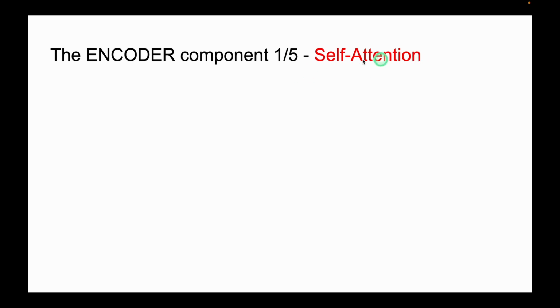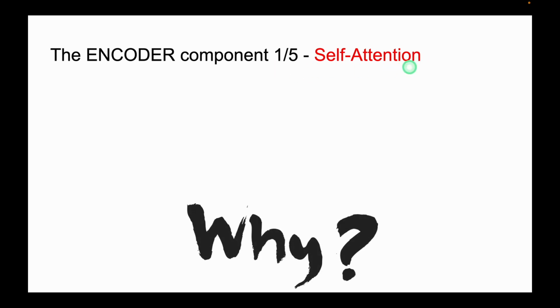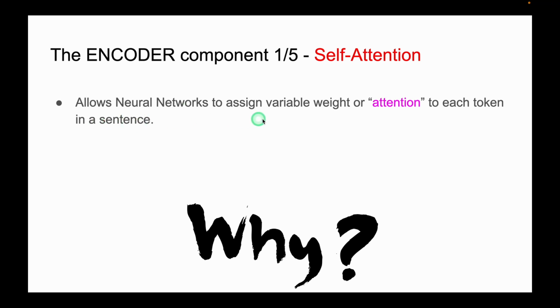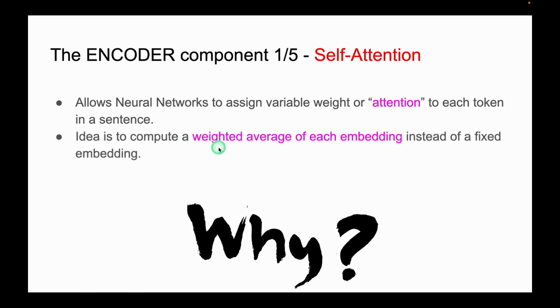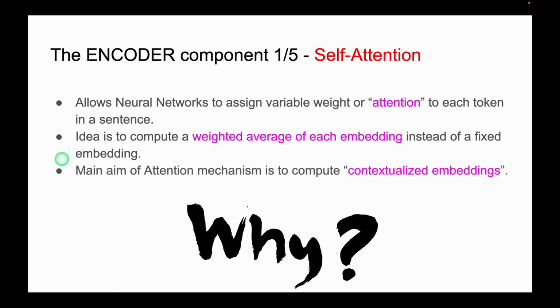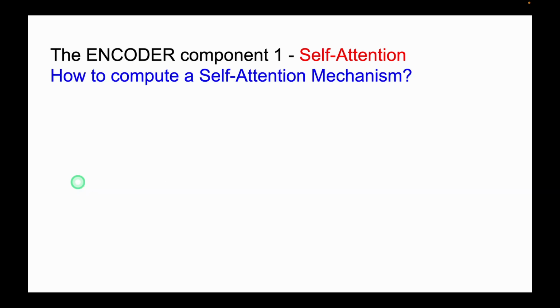Now let's look into the attention mechanism and its importance, and let's understand why we actually need the attention mechanism. Attention is a mechanism which allows neural networks to assign variable weight, or what we call attention, to each token in a sentence. The main aim of the attention mechanism is to compute contextualized embeddings of each token in a sentence. Hence, the attention mechanism is used to dynamically highlight important features of input text. We will see this visually later during implementation sessions.